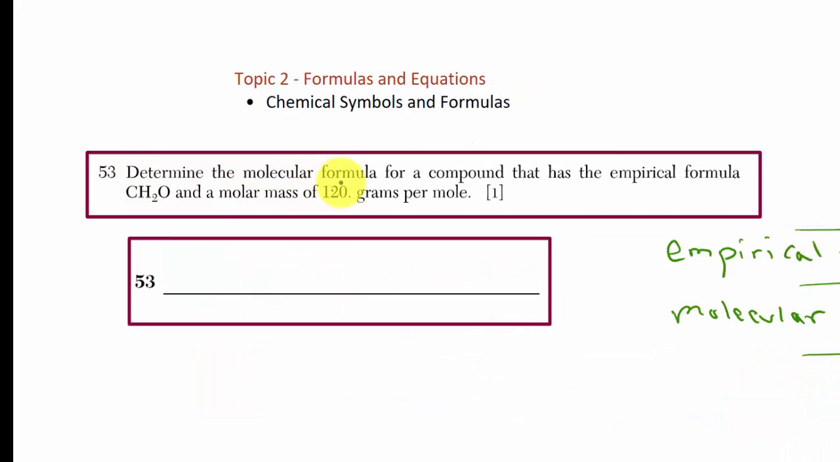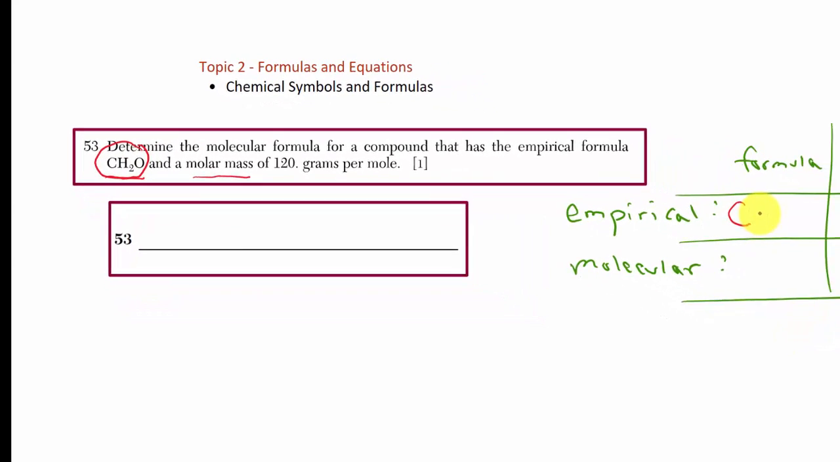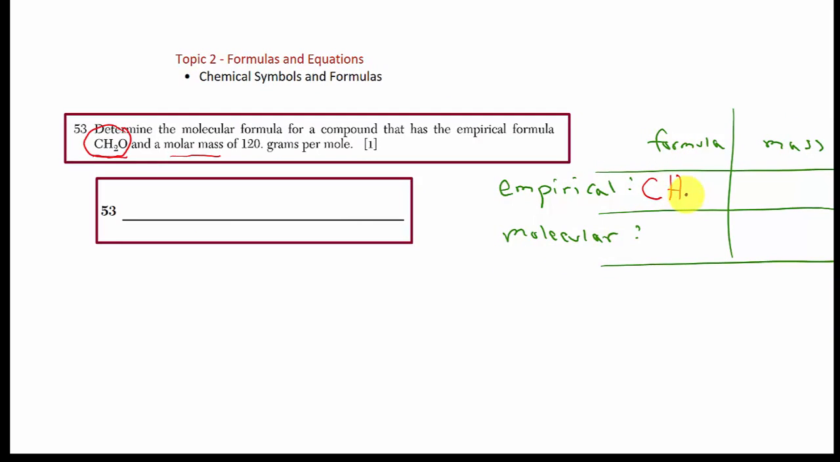Question 53. Determine the molecular formula for a compound that has the empirical formula CH2O and a molar mass of 120 grams per mole. This is an empirical versus molecular formula question. So I like to set up a little chart where we're going to compare empirical values with molecular values, considering the formula and mass involved. In the question, you are given the empirical formula of CH2O. So we're going to enter that in our little chart. And you are told that the molecular mass, the molar mass of the molecular formula is 120 grams per mole. So that goes with the molecular.